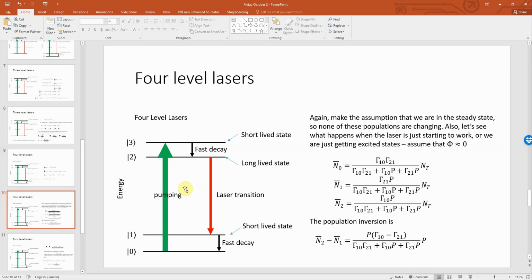These are the 2 states that we care about because that's the laser transition state. So we care about the transition from 2 to 1. That's why we're taking N2 minus N1 and not N1 minus N0 or something like that, because that's not the laser transition. The laser transition is 2 down to 1. So you take that difference, and what you get is still the same denominator, but you get the pumping rate times the difference of gamma 1-0 and gamma 2-1.